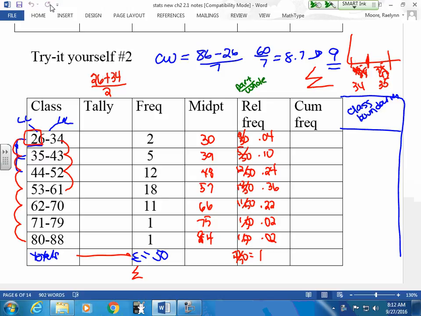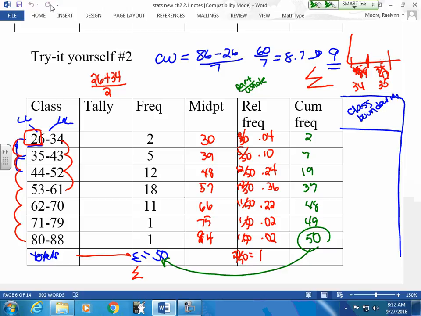Your cumulative frequency says accumulate your frequency. Start with your smallest one. Add the next one. 7. Add the next one. Add the next one. And the next one. One more. One more. This has to be equal to this.